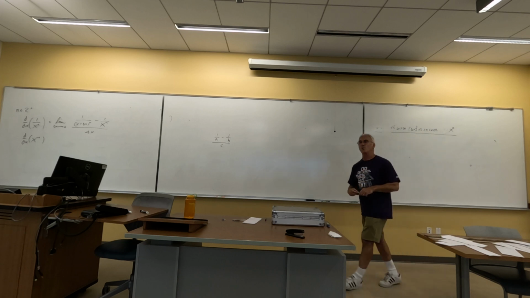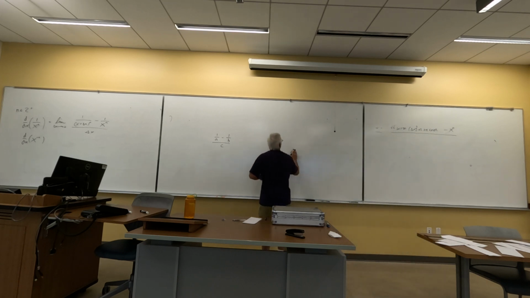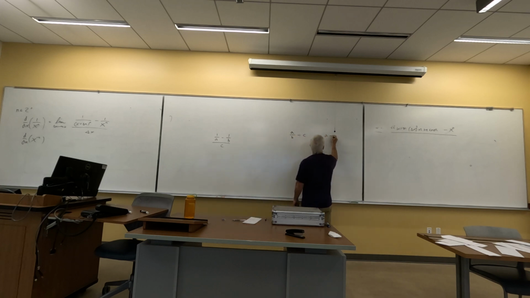Now let me remind you of stuff you already knew as quotients. Let me write it this way. What if I had a over b divided by c? I'm going to write it the old-fashioned way. A divided by b over c.